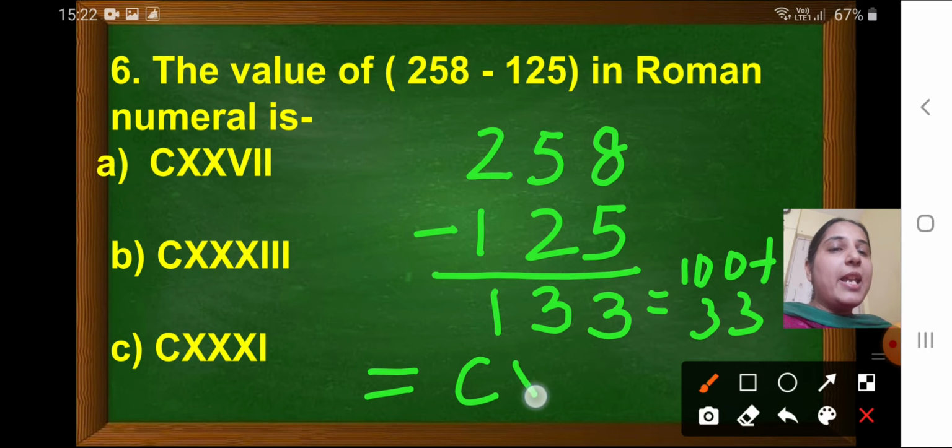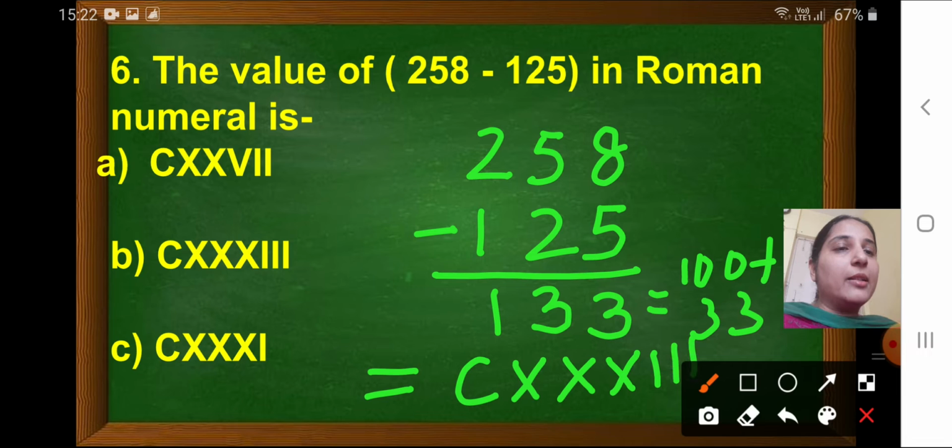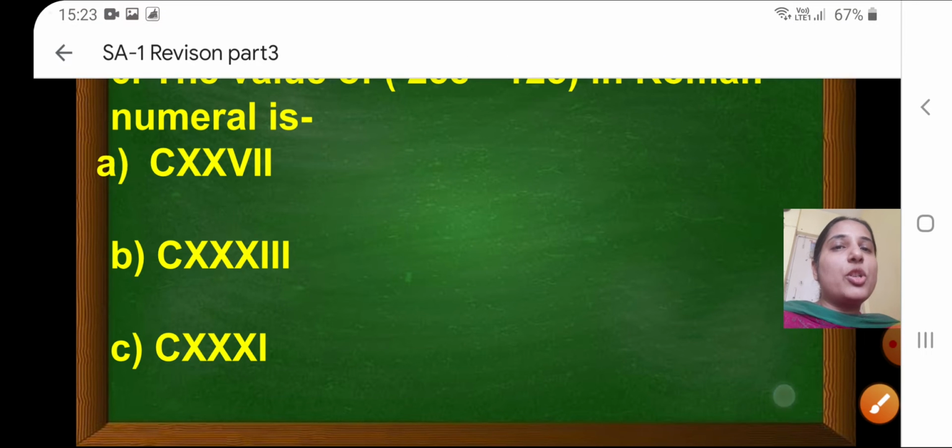So for 33, how many times we will write X? 3 times to get 30 and then 3, so I. So what is the correct answer, children, here? CXXXI. So which is the correct option, children? CXXXI. So option number B is the correct answer. Got it, children? Now let's move to the next question.